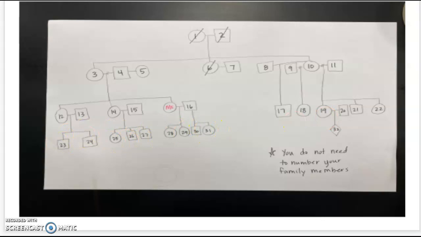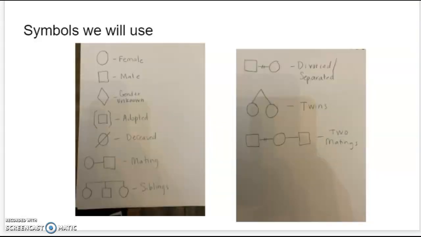So here are some symbols you guys are going to use for that. When you're building a family tree, a circle is going to indicate female or egg producer. A square is going to indicate male or sperm producer. And then this diamond shape will indicate that the gender is unknown. And I will go through my family pedigree so you guys can see how that works.